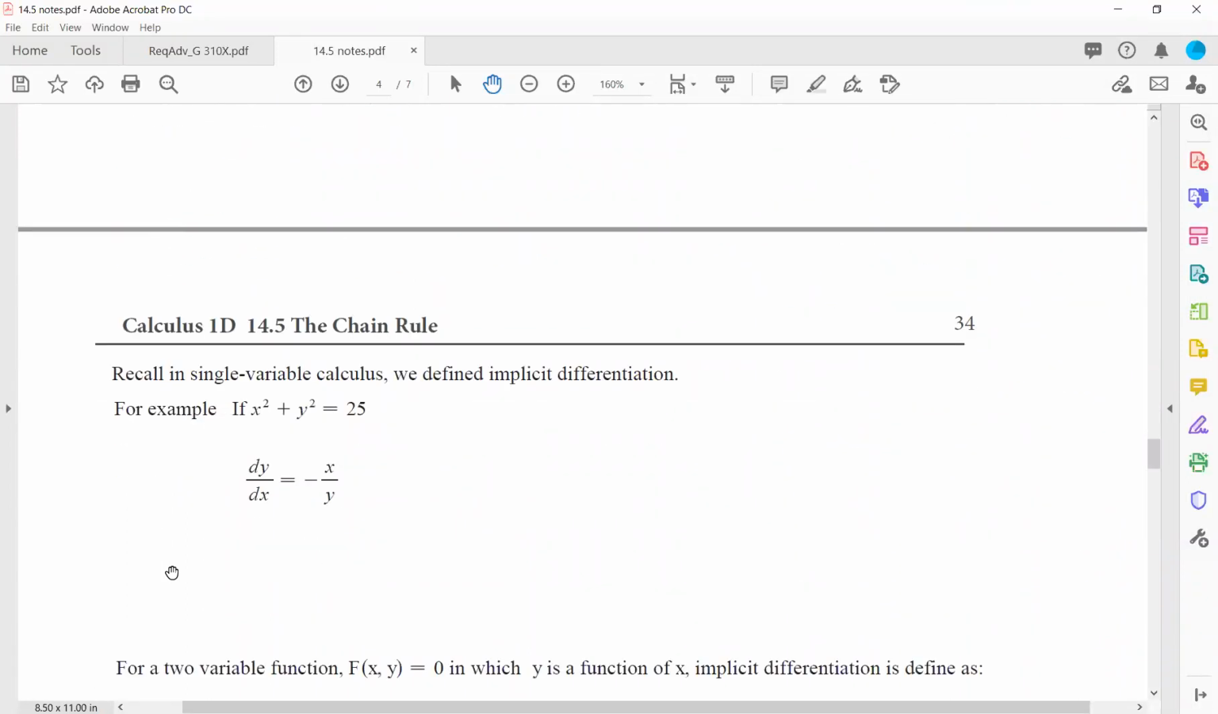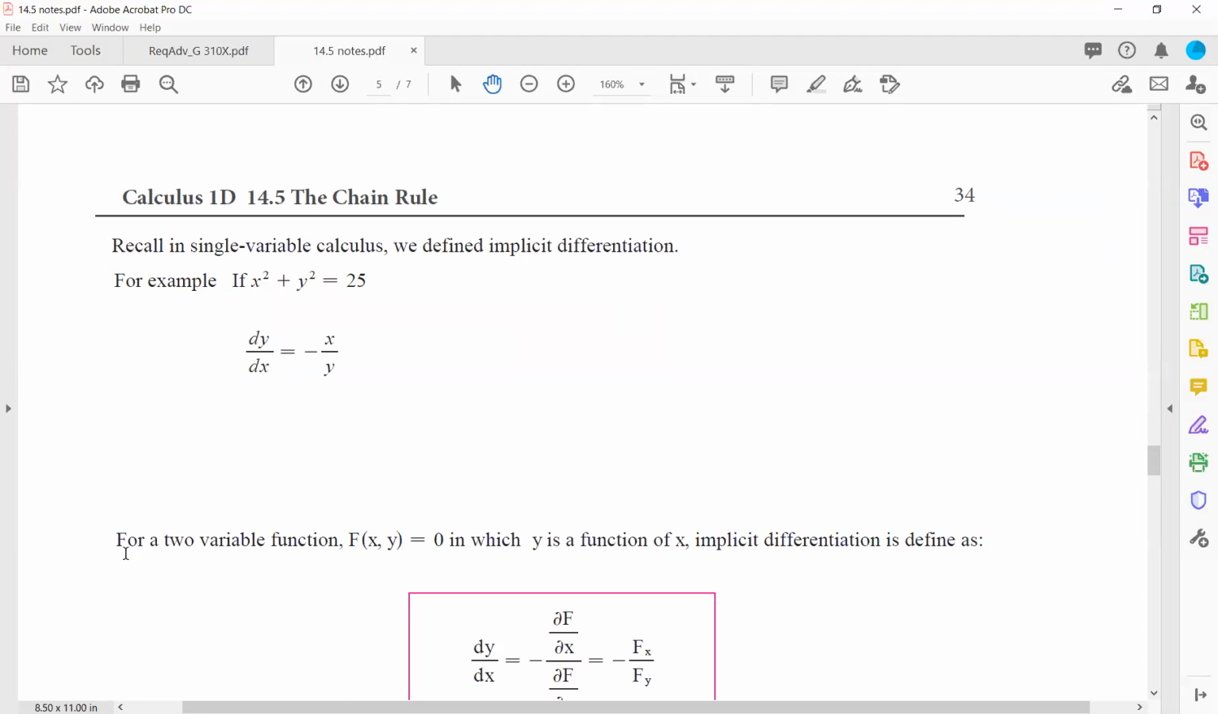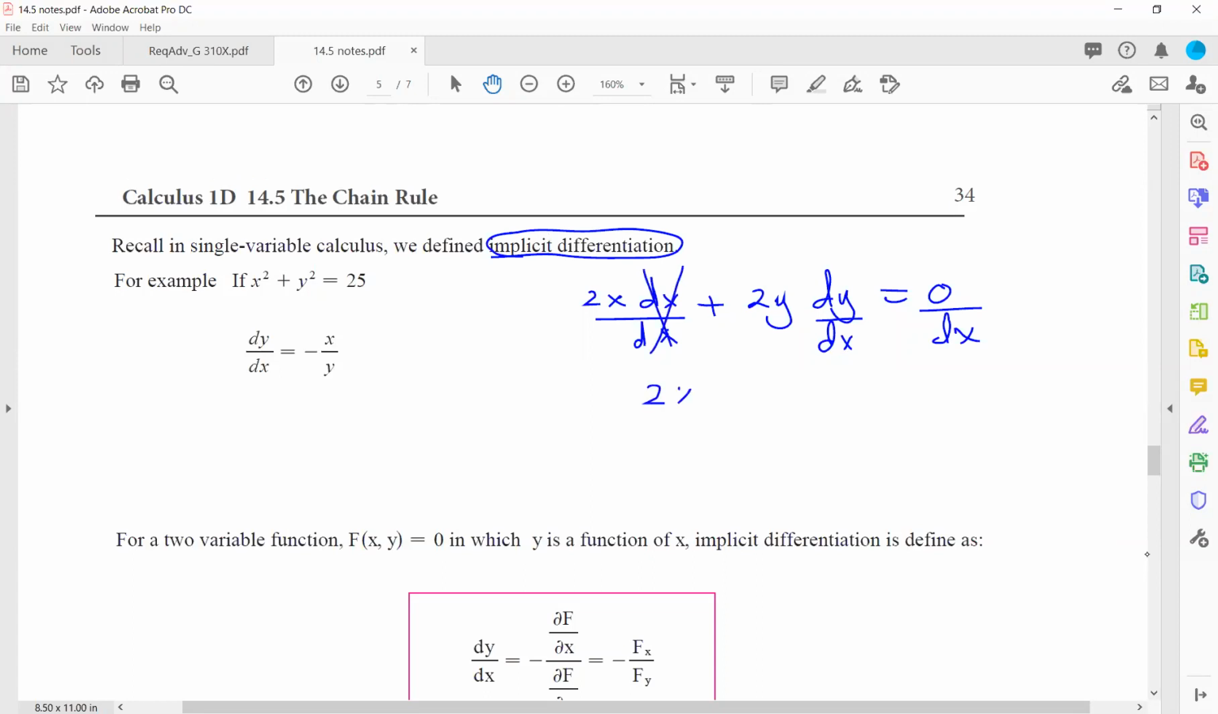Perfect. Let's see what's next. Recall that in single variable calculus, to find the differentiation of, for example, a function like x squared plus y squared equals 25, you used implicit differentiation. So it was like 2x dx plus 2y dy equal to 0. Then you divide everything by dx. Two x plus 2y, y prime is equal to 0. So 2y, y prime is negative 2x, or your y prime is negative 2x over 2y, negative x over y.